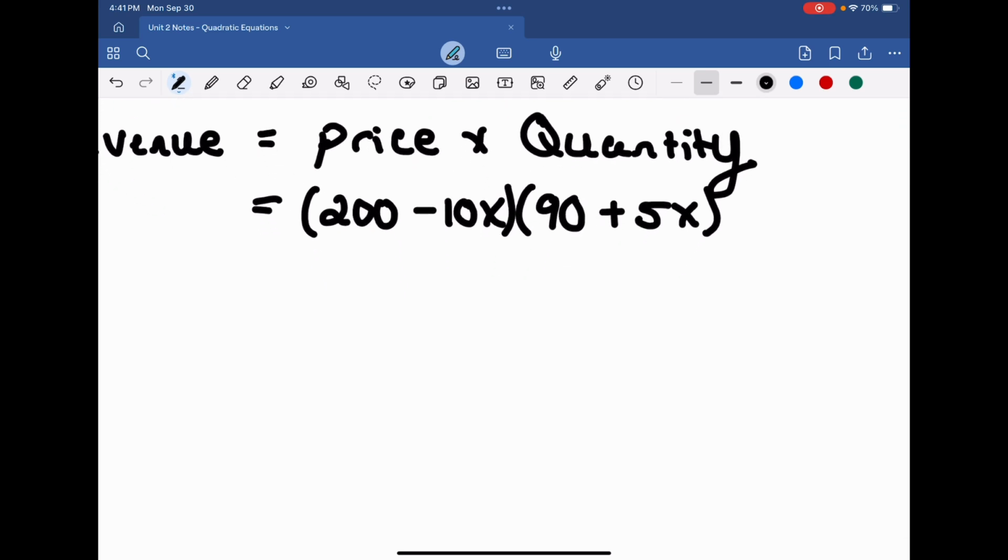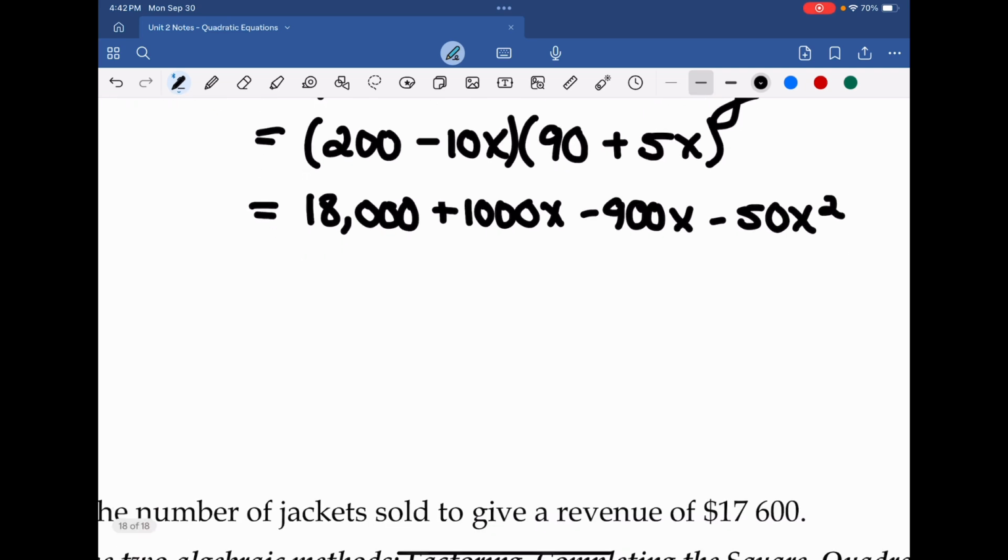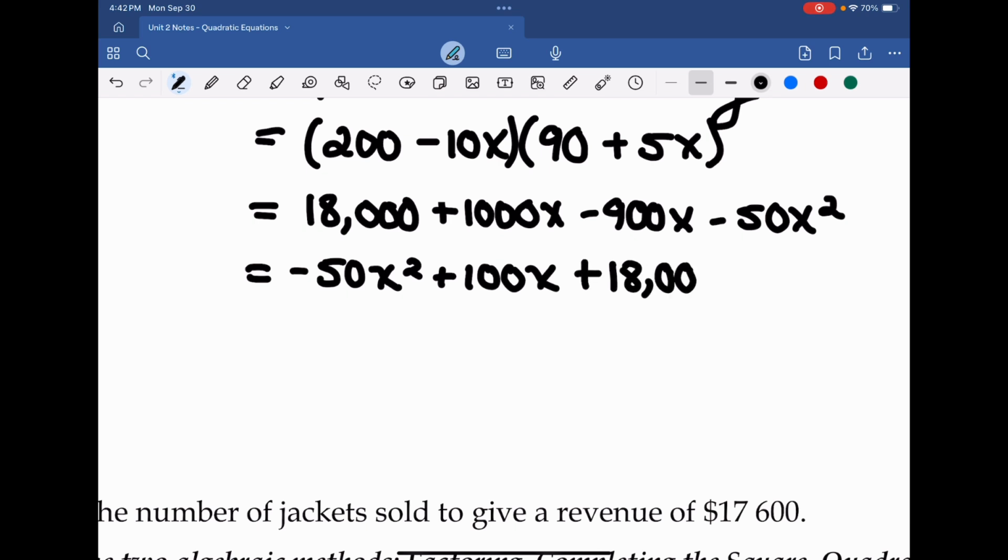Now, when we expand this out, 200 times 90 is going to give us 18,000. 200 times 5 is going to give us plus 1,000x. 10 times 90 is negative 900x. And then we have 10 times 5, which is negative 50x squared. Collecting the like terms, we write this as negative 50x squared, 1,000 minus 900 is equal to positive 100x, and then plus 18,000 for this other piece here.